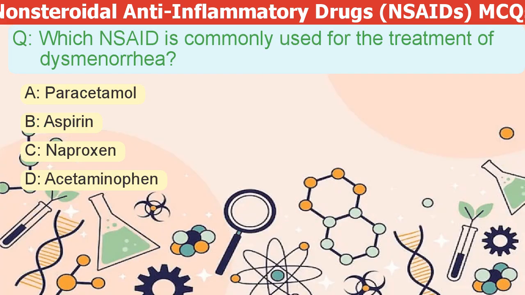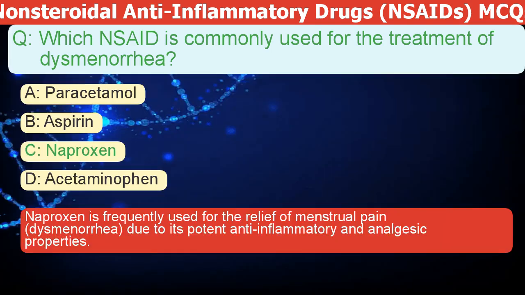Which NSAID is commonly used for the treatment of dysmenorrhea? A. Paracetamol. B. Aspirin. C. Naproxen. D. Acetaminophen. The correct answer is C. Naproxen is frequently used for the relief of menstrual pain, dysmenorrhea, due to its potent anti-inflammatory and analgesic properties.